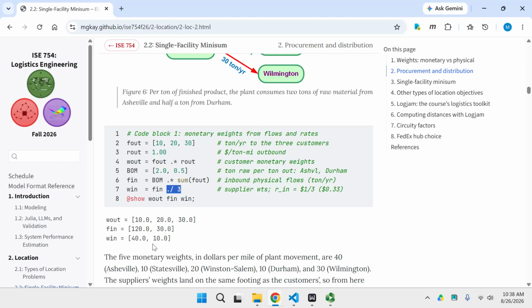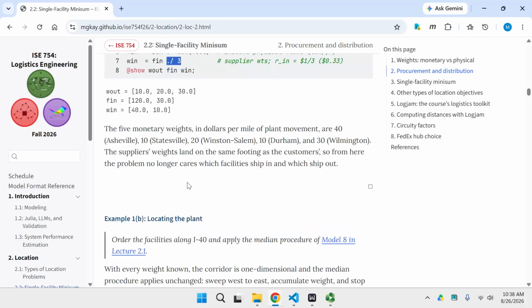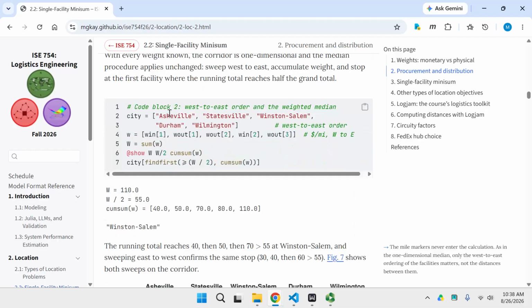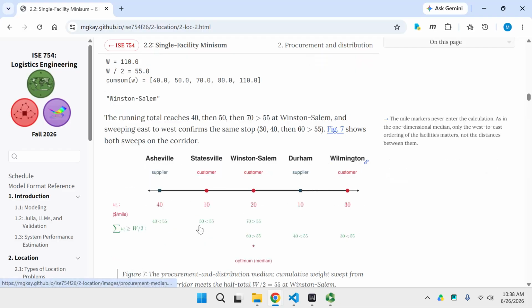So we have these 2 monetary weights. We also have the customers' monetary weights, 10, 20, and 30. So with the monetary weights, we're able to actually now solve the location problem. And here shows code that solves the problem, but we can also do it by hand just as easily. So what I've done here is I've put the corresponding monetary weights below the coordinates for each of these.